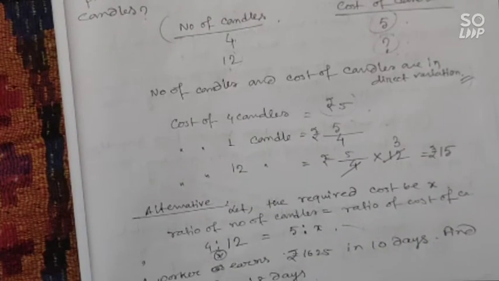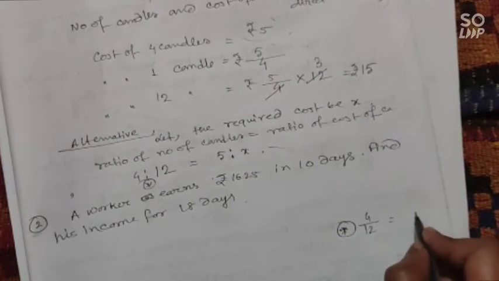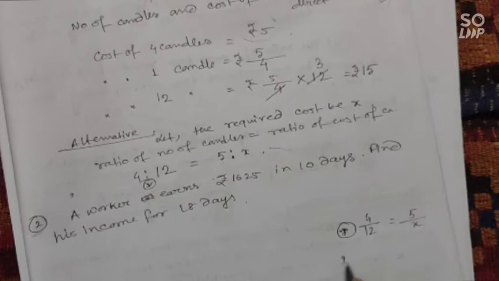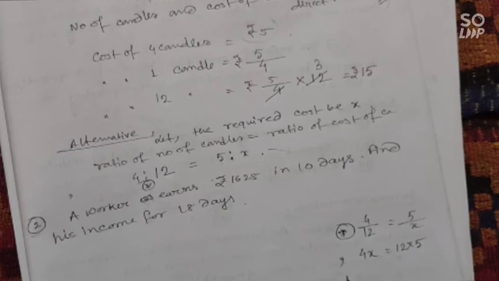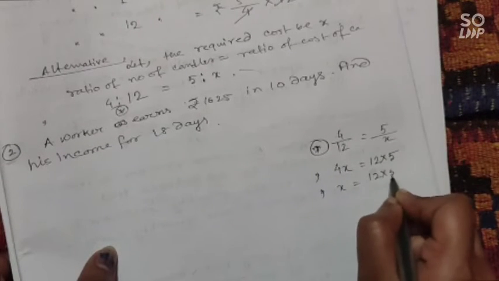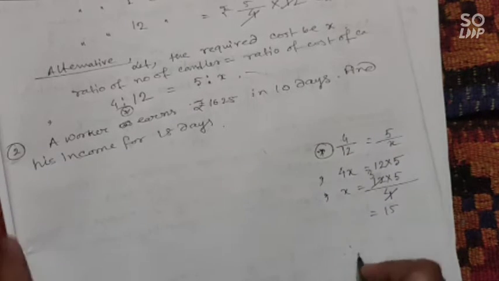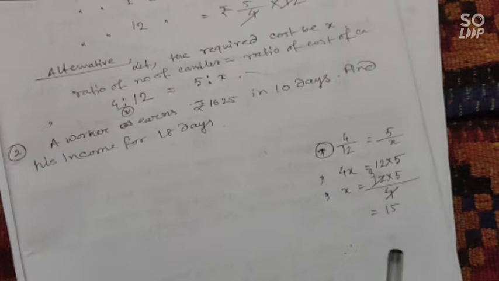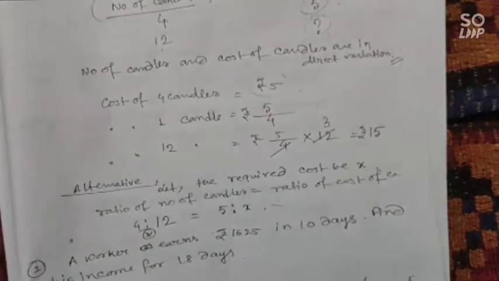4:12 equal to 5:x. 4:12 কে আমরা লিখতে পারি 4/12 and 5:x কে আমরা লিখতে পারি 5/x. So now we will do cross multiplication. 4x equal to 12 into 5. So what will be the value of x? x equal to 12 into 5/4. Then 4 3s are 12, 3 5s are 15. So the required cost, or the cost of 12 candles, is 15 rupees. Okay, so you can use this method. This is also an easy method. You can use either method.